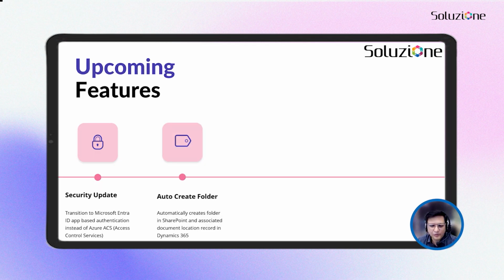The second is auto creation of folders. Normally in CRM, you may know that unless you click on the Documents tab, the folder in SharePoint and the document location is not auto created. But without navigating to the Documents tab, we have a feature of auto creating the folder as well.